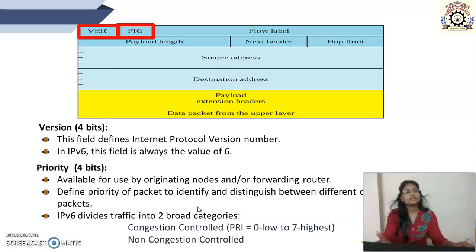And if there is congestion in the network, then even though there is congestion, it will forward the packet with the highest priority. It will not discard the packet. But if it receives a packet with a low priority, suppose the priority contains the value 0, then in that case, if there is congestion in the network, the router may discard the packet. So this field is very important in case of congestion and this field is set by the source and it is used by the router.